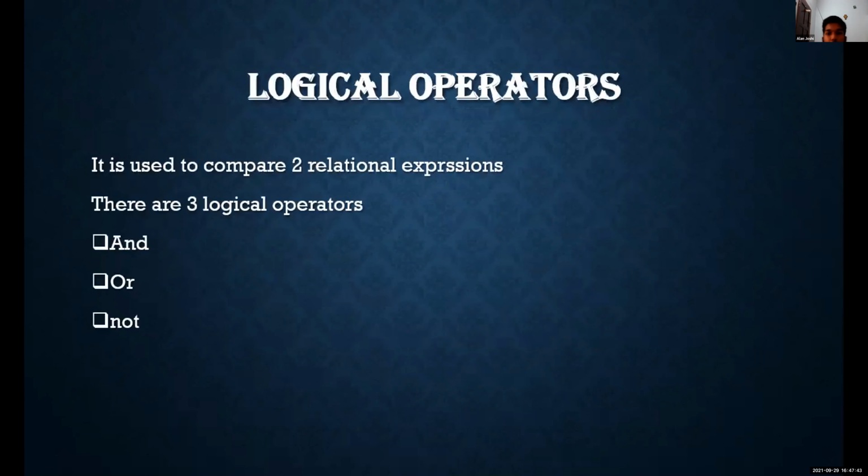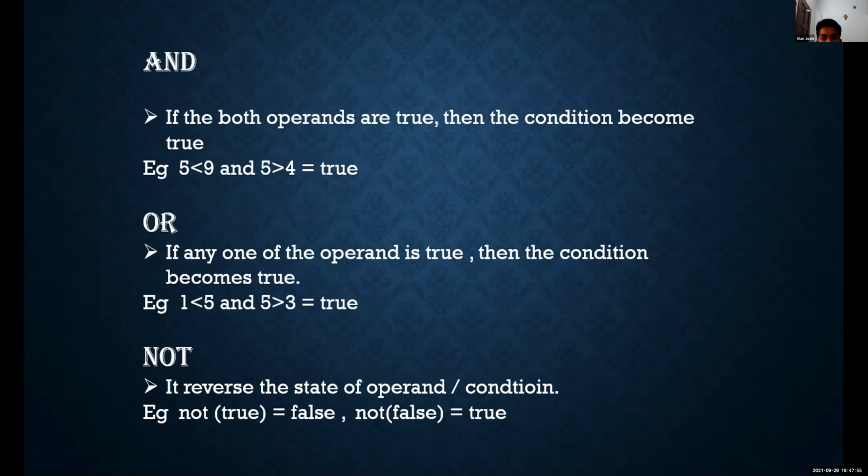And the next one is logical operators. It is used to compare two relational expressions. There are mainly 3 logical operators: and, or, not. So we can check and. If both operands are true, then the condition becomes true.